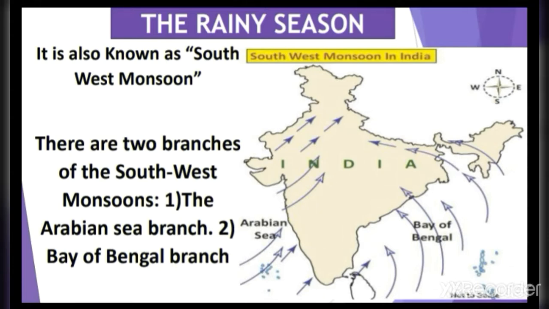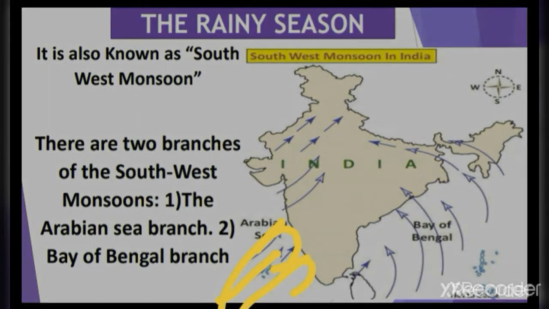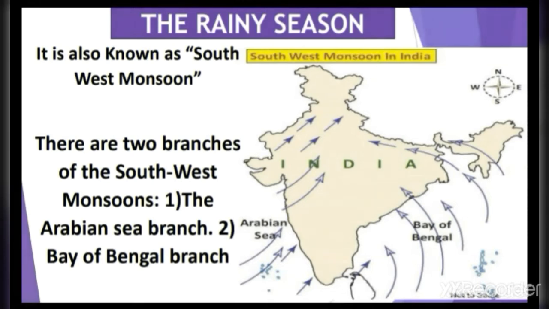The next season, the rainy season, is also known as the southwest monsoon season. There are two branches of the southwest monsoon. Our first one is the Arabian Sea branch. Another one is the Bay of Bengal branch. These are the two branches of the southwest monsoon.